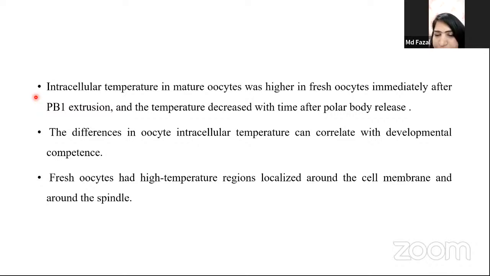So intracellular temperature in mature oocytes is higher in fresh oocytes immediately after PB1 extrusion, and the temperature decreases with time after the polar body is released. So once the polar body is released, the temperature comes down, and before the metaphase, the temperature was higher. The difference in oocyte intracellular temperature can correlate with developmental competence. Fresh oocytes had higher temperature regions localized around the cell membrane and around the spindle. Next slide.